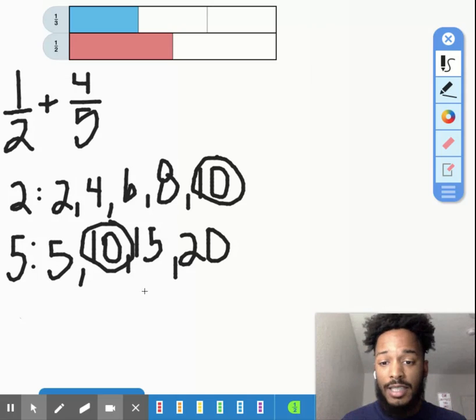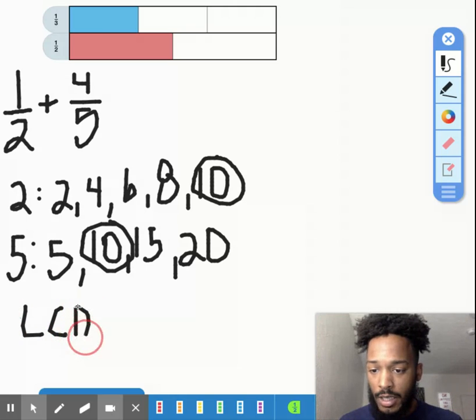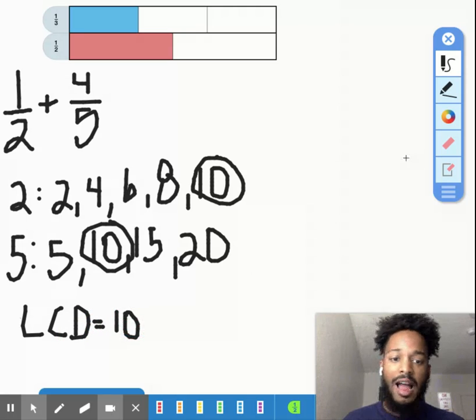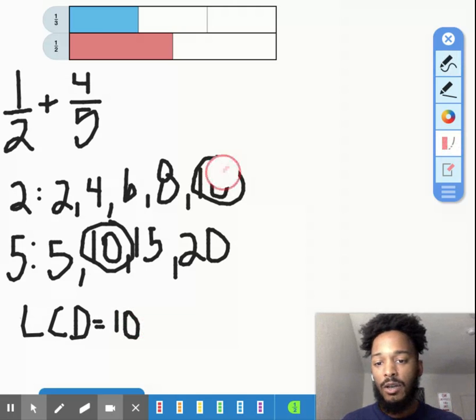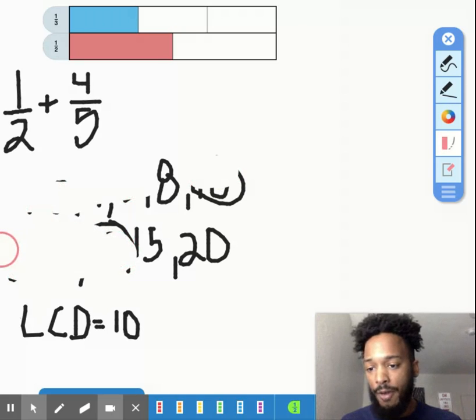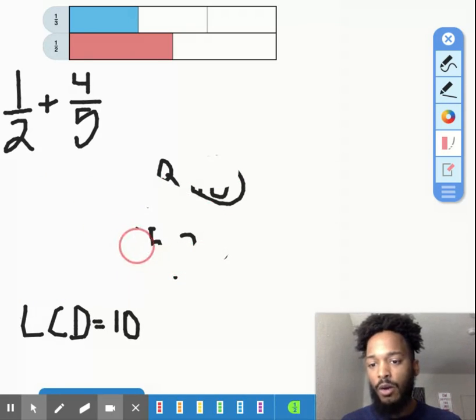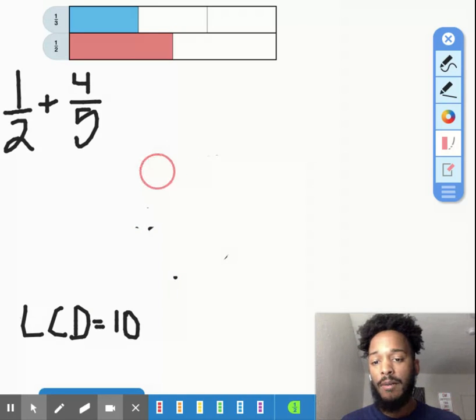So now that I know that 10 is my LCM or my LCD, I'm going to write LCD is equal to 10. Now I've got to figure out what mathematical technique I can use to find equivalent fractions. From our lesson last week, we used 3 to 4 different steps that help us find the sum of fractions.